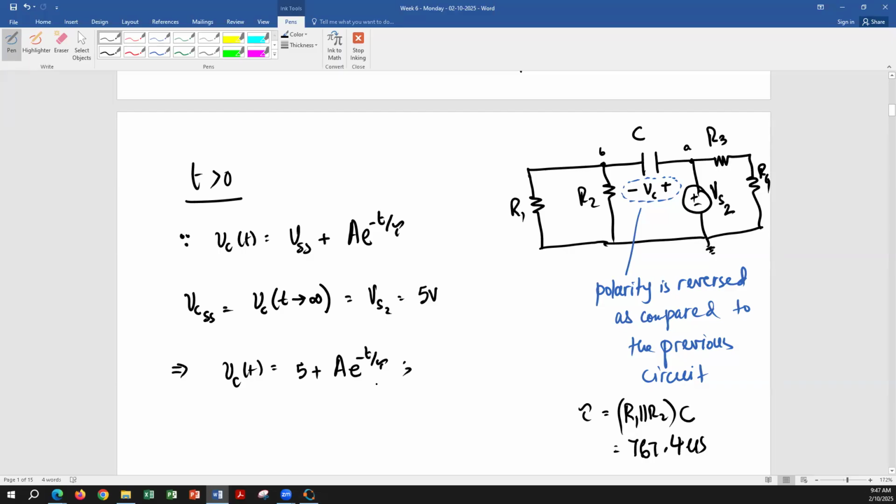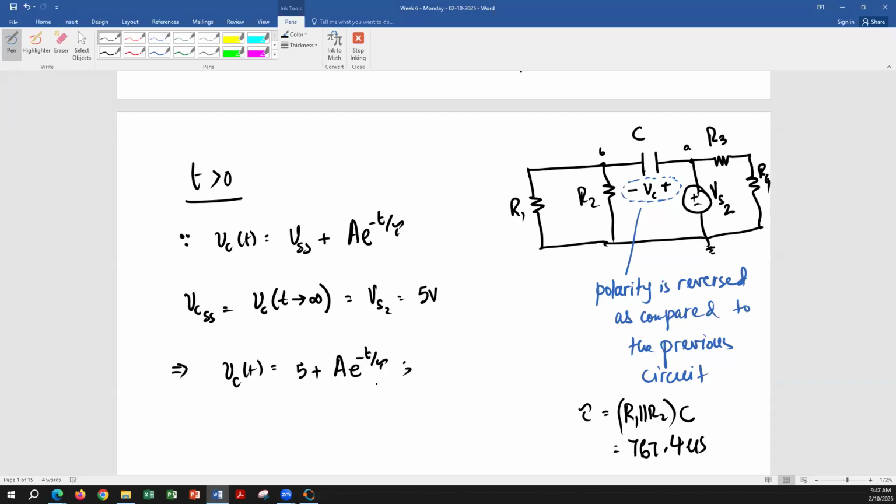Okay, the equation is not complete because we do not know what the value of A is. Remember, the value of A is not the initial value of the capacitor voltage. We have to figure that out from the initial value, but it's not the initial value under many situations. It may or may not be the initial value, but in general, it's just an unknown constant right now. So how do we find that unknown constant A? We find that using the initial value.